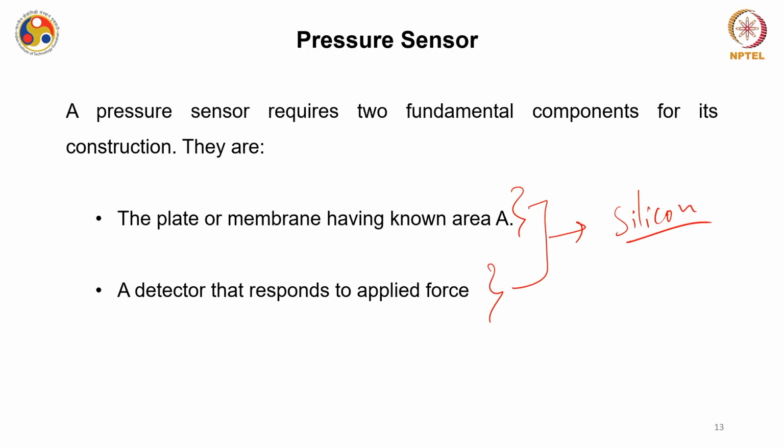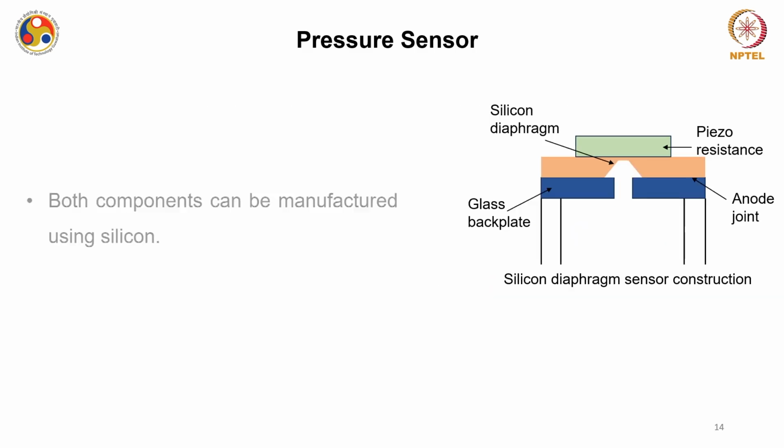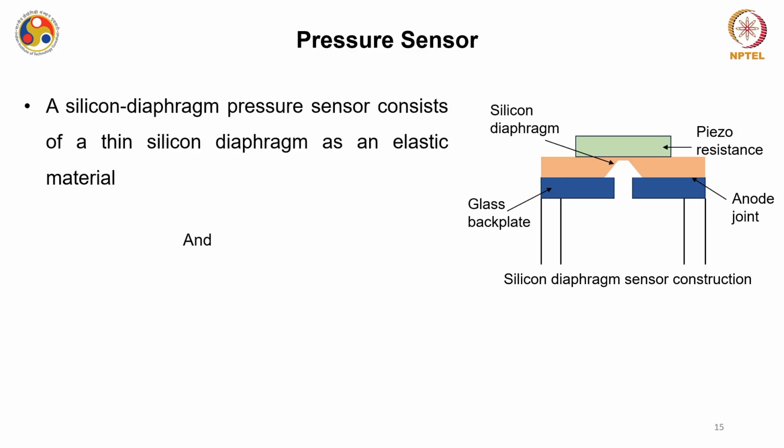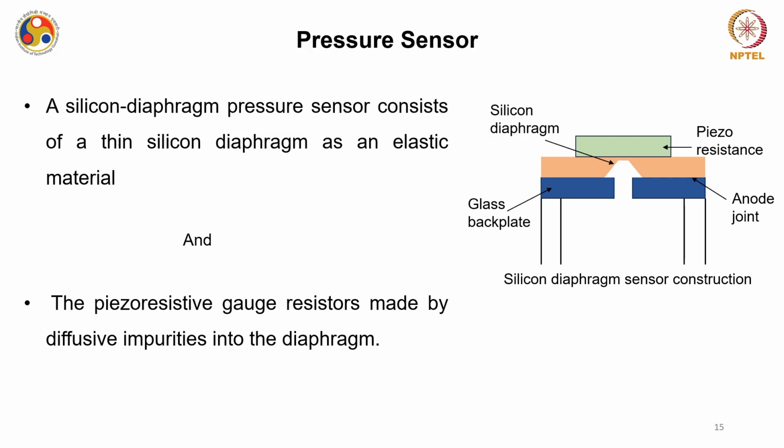So, people have come up with an all silicon based pressure sensor, because both the components, that is the plate or membrane having a known area A and a detector that responds to the applied force, can be made using silicon. Okay. This is one of the examples. You can see that a silicon diaphragm pressure sensor consists of a thin silicon diaphragm which acts as an elastic material, and piezoresistive gauge resistors which are made of diffused impurities in this diaphragm.